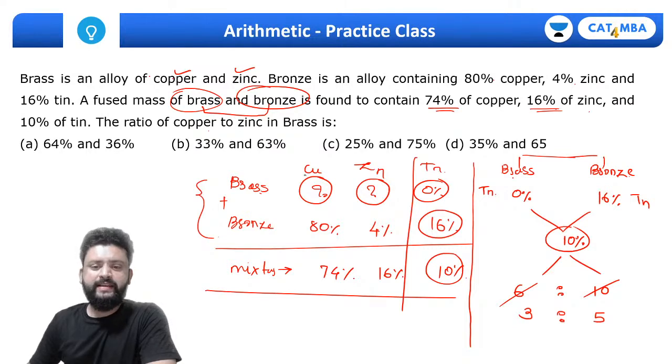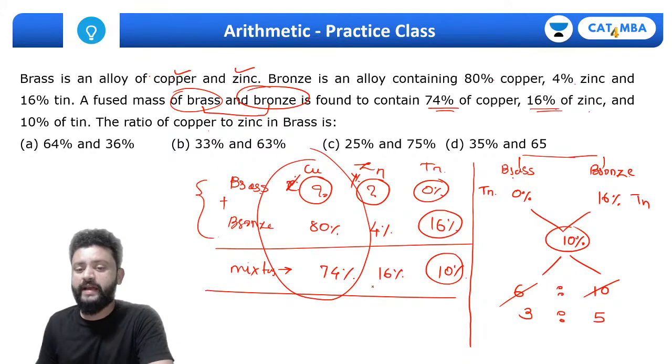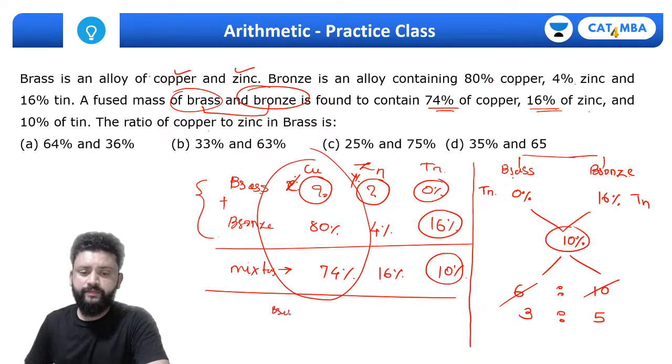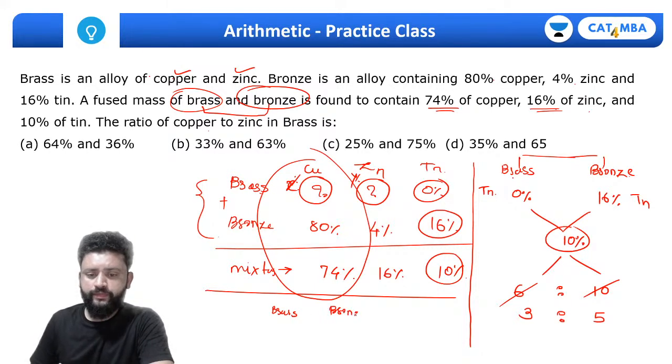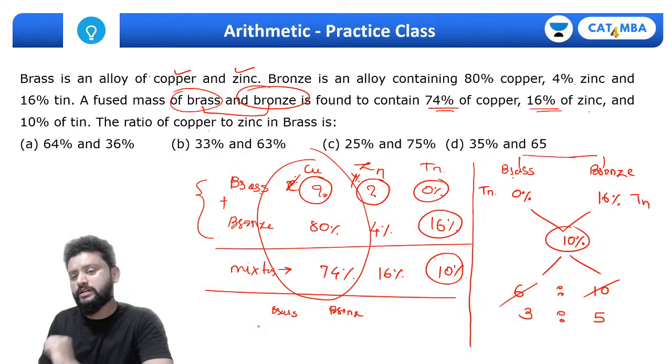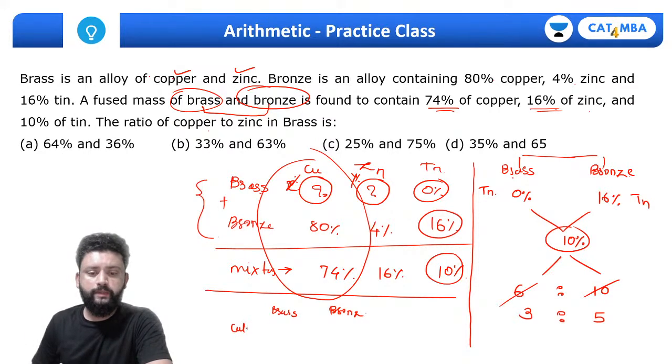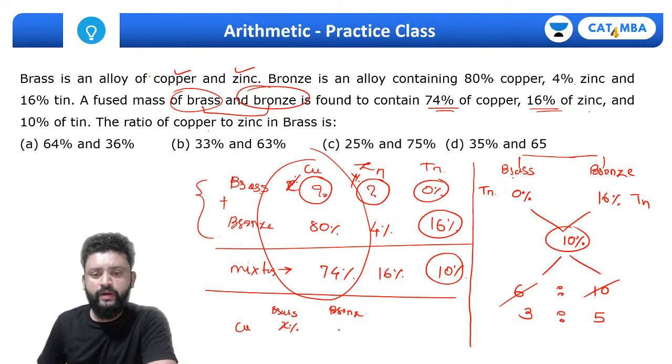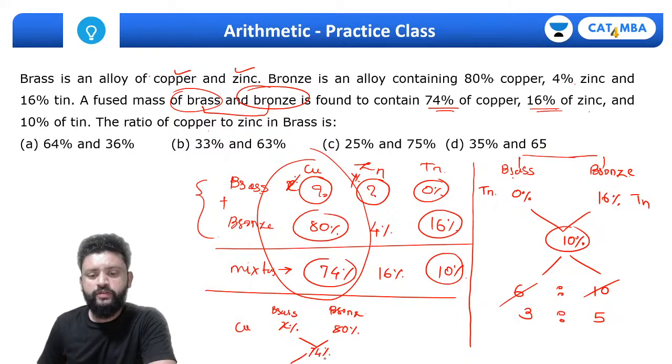Now understand one thing. Let's say copper is X% and zinc is Y% here. The same ratio will come for the concentration of copper as well. So in brass and bronze, if we consider the concentration of copper, the copper percentage we don't know for the brass, let's say that is X%, and in bronze it is 80% copper, and the mixture of these two contains 74% copper. So if we take the ratio, this difference is 6, means this has to be 10.